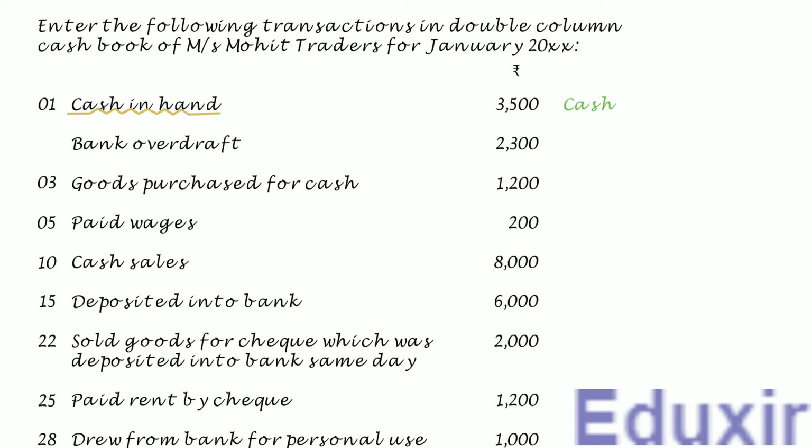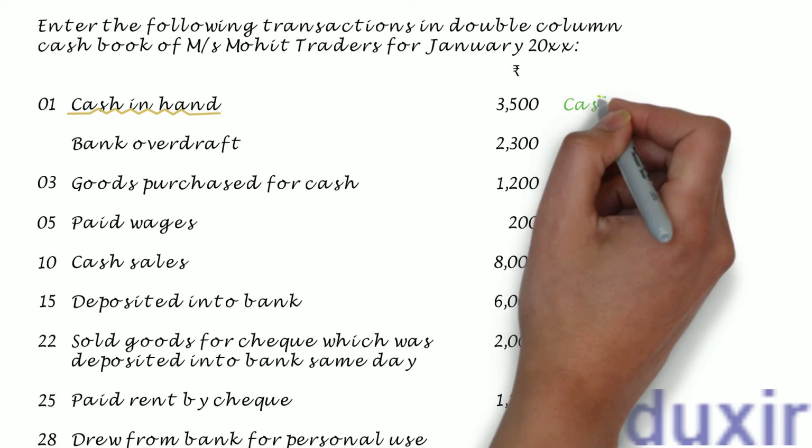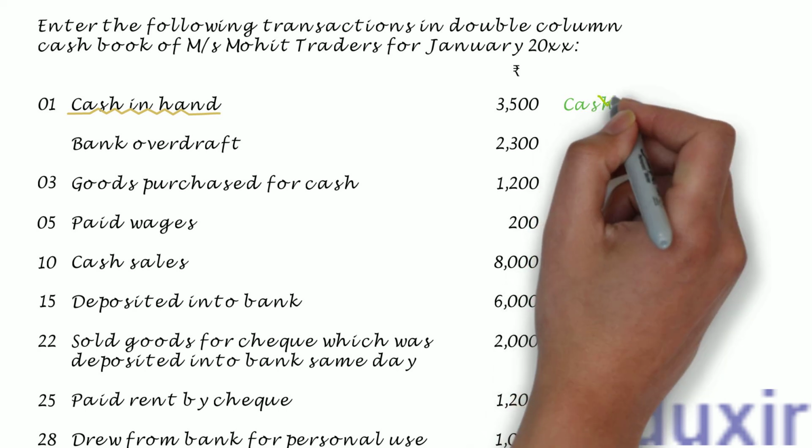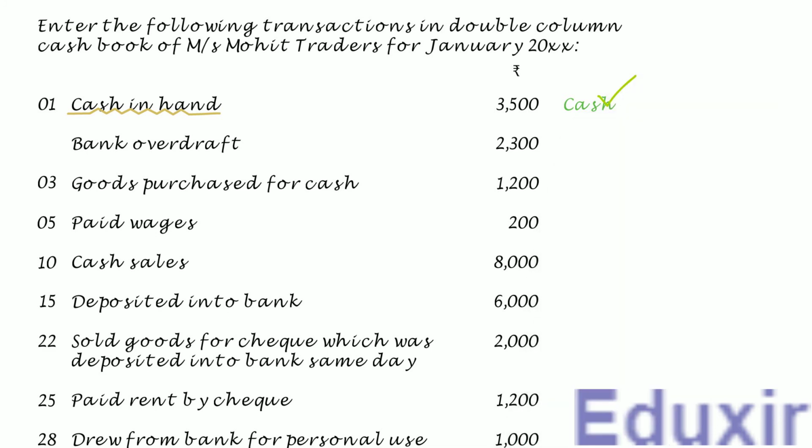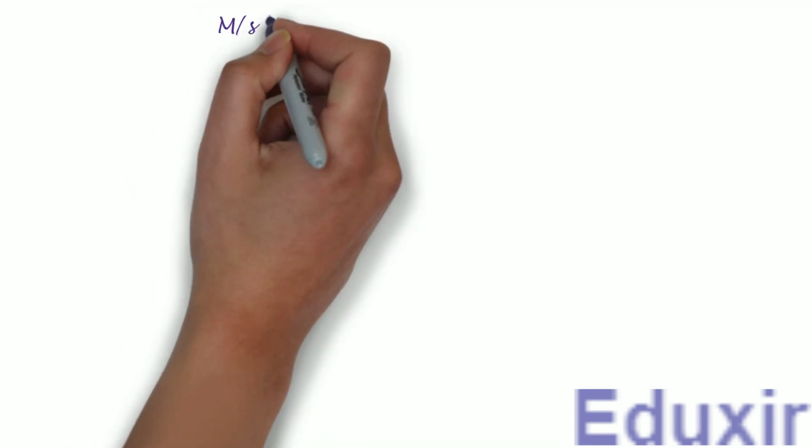In this transaction, as you can see, the cash is on the debit side. So it needs to be posted on the debit or receipt side of the cash book in the cash column. Note that the particulars that need to be posted in the receipts column of the cash book is balance brought down. With this analysis at our disposal, let's proceed with the posting of this transaction on the debit or receipt side of the cash book. Let us first record the title as Messrs. Mohit Traders Cash Book.